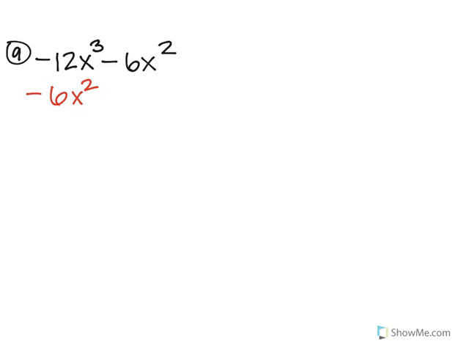Let's do this one. Negative 12x to the third minus 6x squared. What do we have as a GCF? Negative 6x squared. Good. Negative 6x squared.